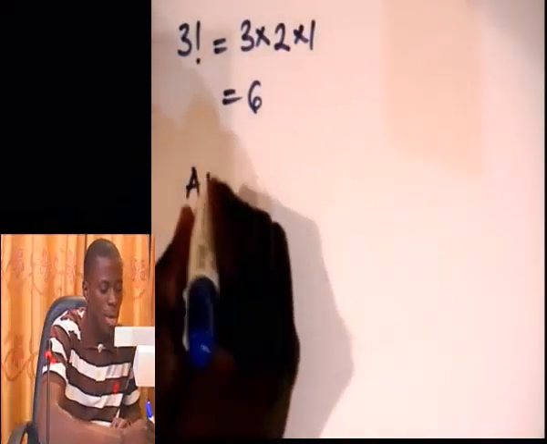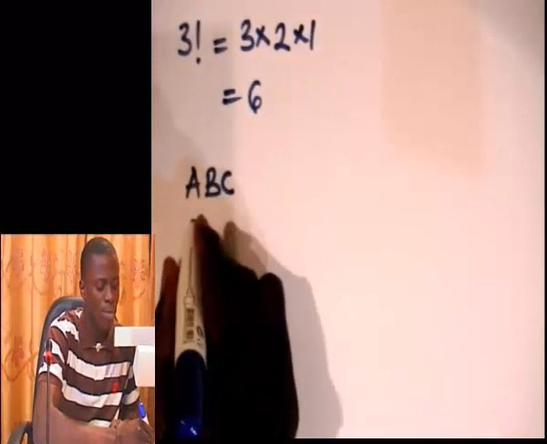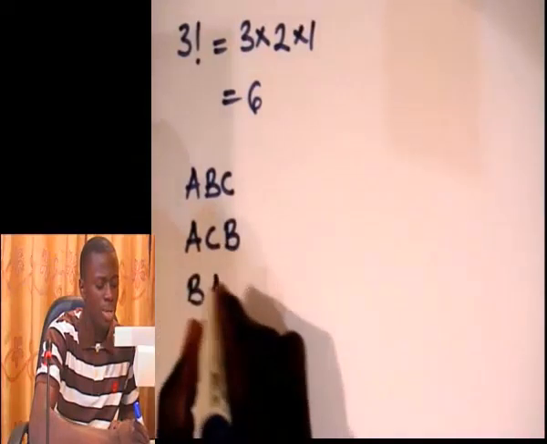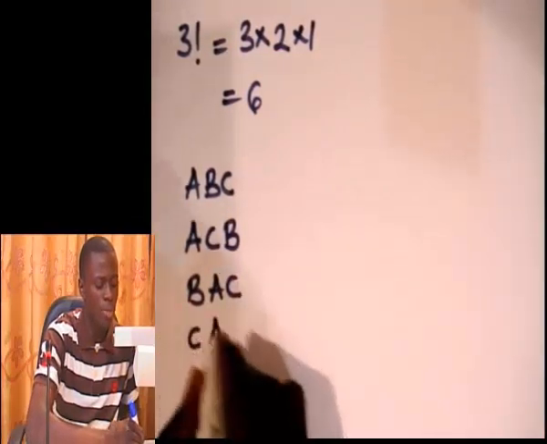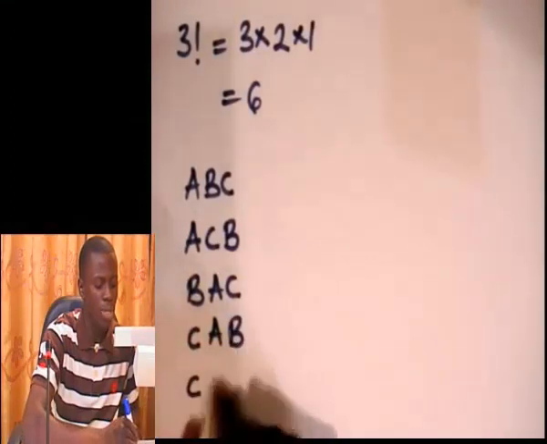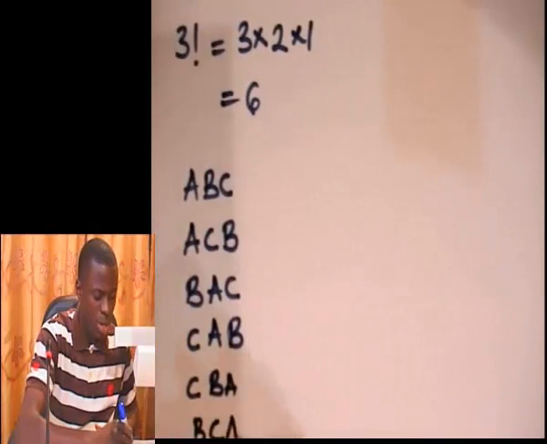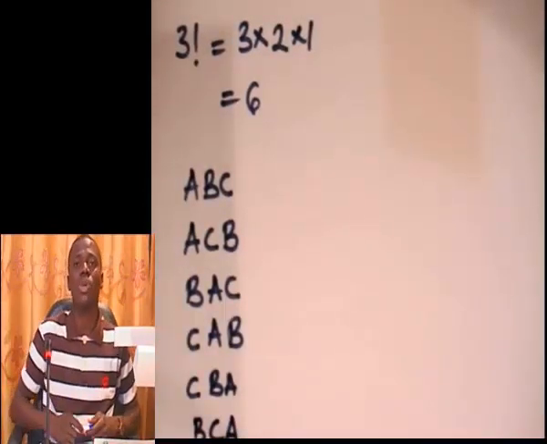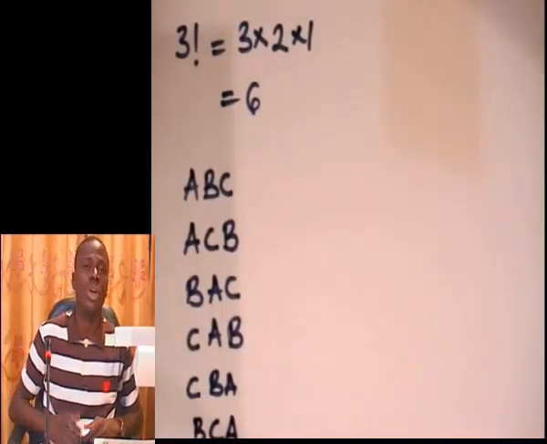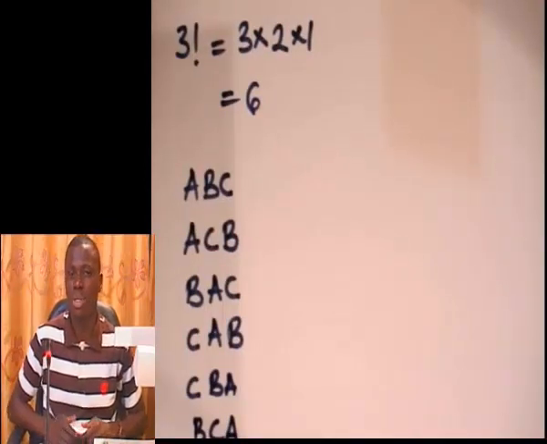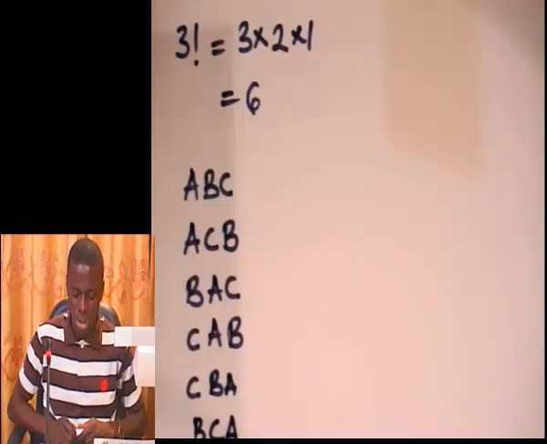Okay, let's try them. You can have A, B, C. You can have A, C, B. You can have B, A, C. You can have C, A, B. You can have C, B, A, B, C, A. Any other arrangement we can talk about will just be a repetition of any of these 6 distinct arrangements. So that is permutation.